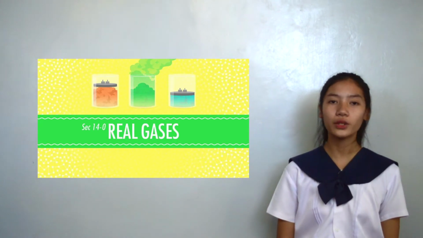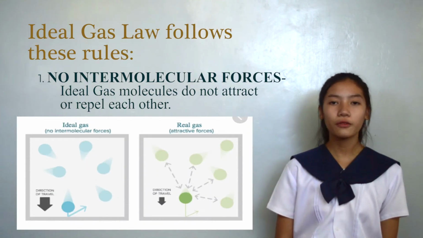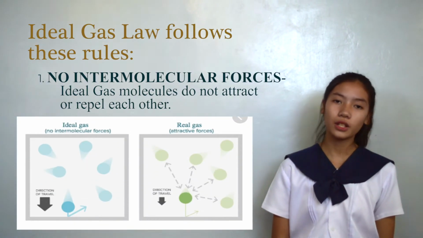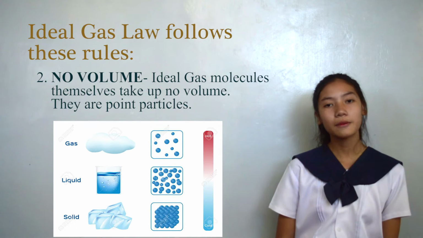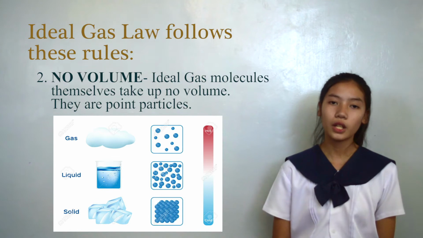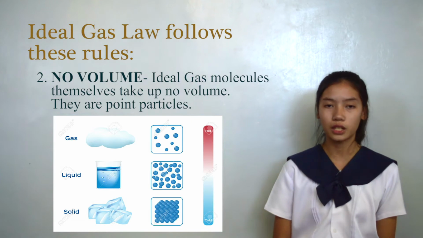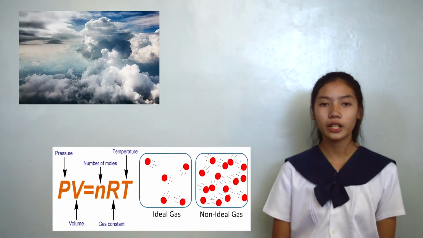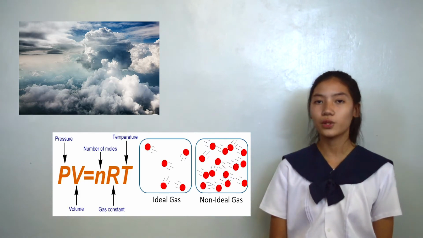Since it's actually hard to describe a real gas, people have created a model gas called the ideal gas. The ideal gas follows these rules. Number 1, no intermolecular forces. This means ideal gas molecules do not attract or repel each other. Number 2, no volume. This means ideal gas molecules themselves take up no volume. The gas only takes up volume as it expands into a larger space, but the molecules themselves are point particles. Although there are no gases that are exactly ideal, some gases exist which are almost identical to this.